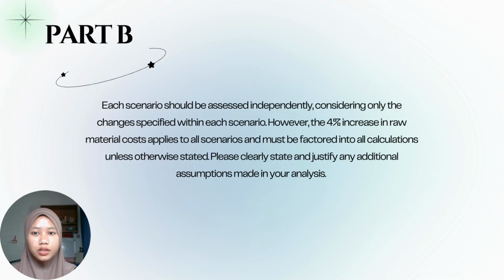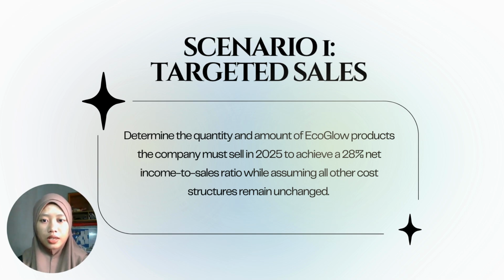So I will present part B, scenario 1 and scenario 2. Scenario 1, target sales. Determine the quantity and amount of EcoGlow products the company must sell in 2025 to achieve a 28% net income to sales ratio, assuming all other cost structures remain unchanged.